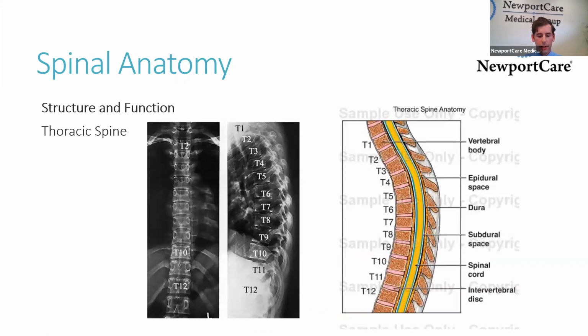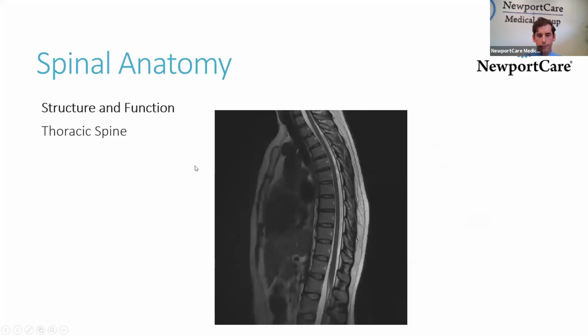And here we can compare this to an actual normal x-ray of the thoracic spine right here. All these numbers correspond to the different vertebrae. Here on the left of that, we see an AP image, which is basically looking straight through the thoracic spine.